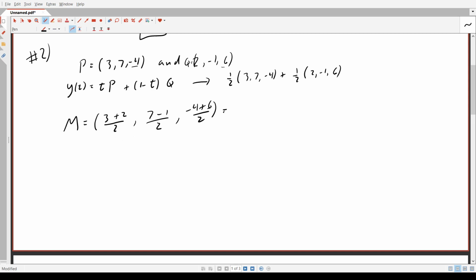Okay, so I simplify this, and I get 5 over 2, 6 over 2, which is 3, and then 6 minus 4 is 2, so 2 over 2. So (5/2, 3, 1). Is that an option? That is indeed an option. That's my answer.